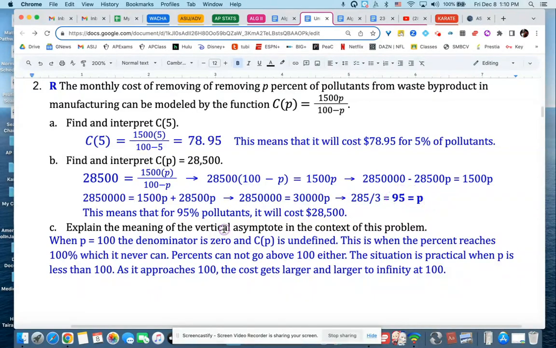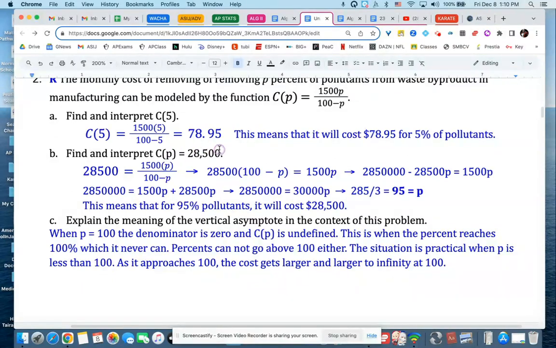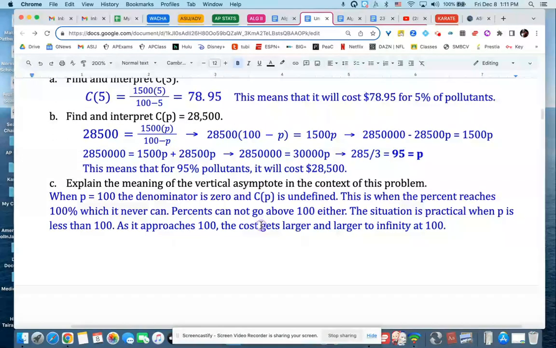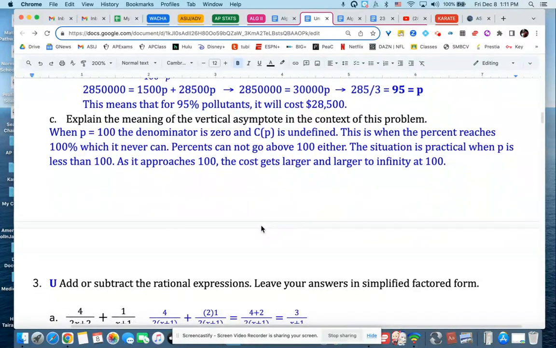Okay, so what does that mean? Well, for 95% of the pollutants, that's what P is, it'll cost me 28,500, which is what they gave me in the prompt, right? Sweet. Now that's a little work, right? It looks like a little simple thing, but you gotta solve that by hand here. I mean, you can have your baby calculator, but you don't really get anything else. You don't get your big calculator.